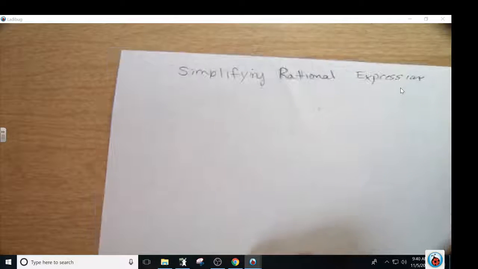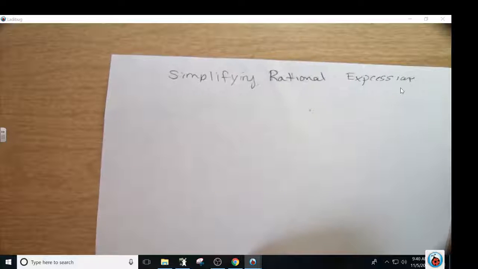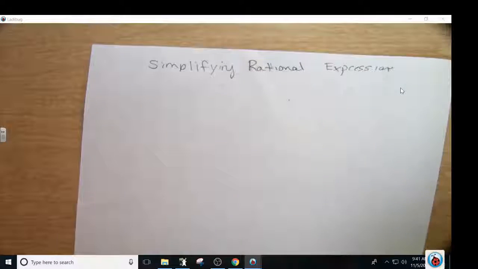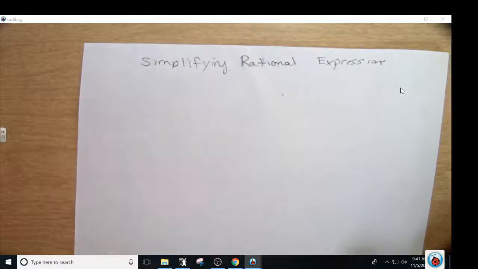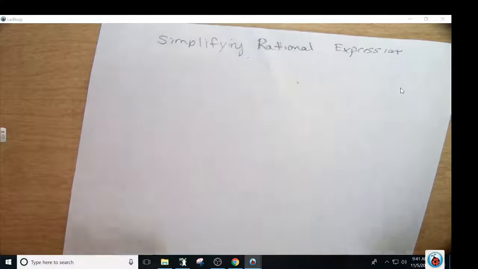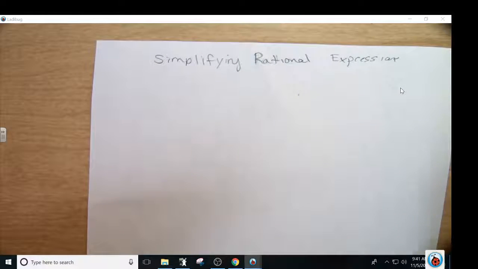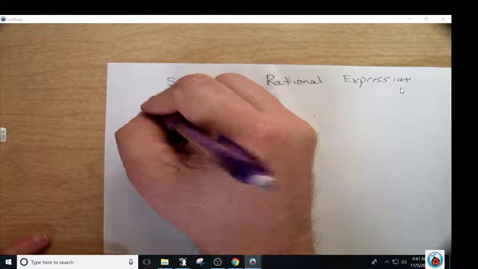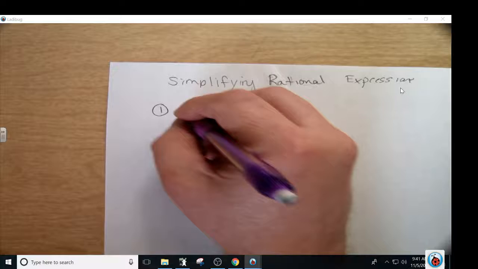Now, what we're going to do, I'm going to teach you today how to simplify rational expressions. It's going to get more in depth as we go when we start multiplying, dividing, adding, and subtracting. But we're just going to do just the simplifying part. Okay. So, there's really no notes. So let's just jump straight into some examples.